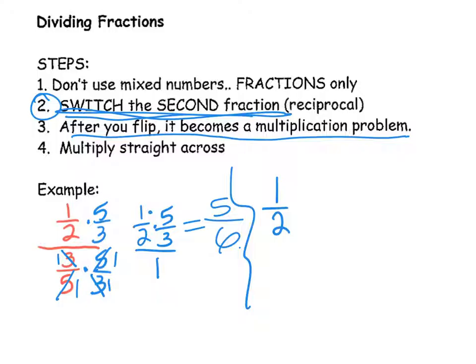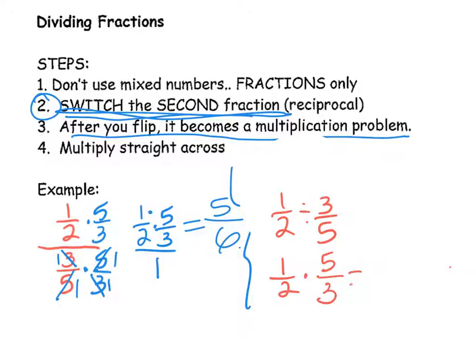1/2 divided by 3/5. That's what you will write. And this is the way you will see it in your math worksheets and assignments. So here's what you do, just like I showed you with the red. Oops, I guess I just erased all that. Here we go. 1/2 divided by 3/5. Change it to 1/2 times, switch the second, flip the second, and then multiply straight across. Okay? 5/6.